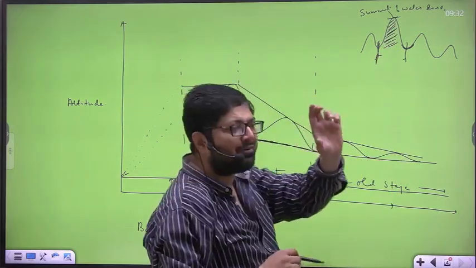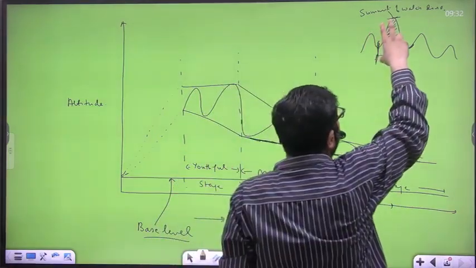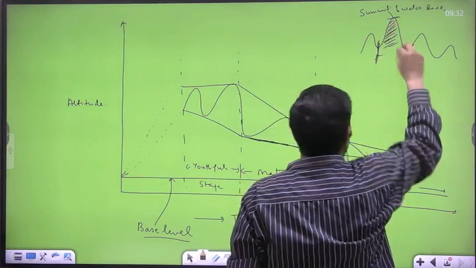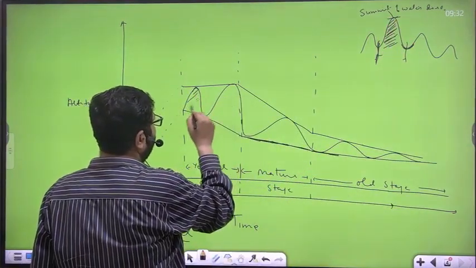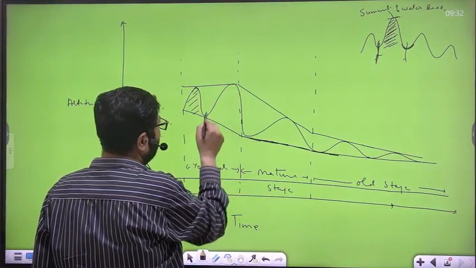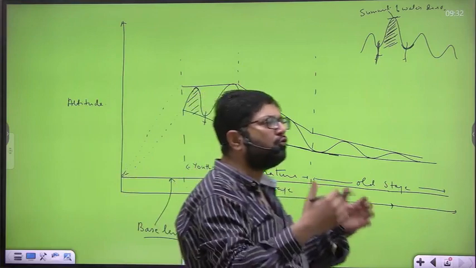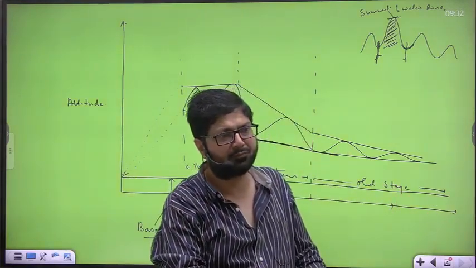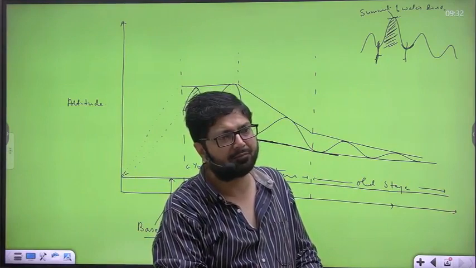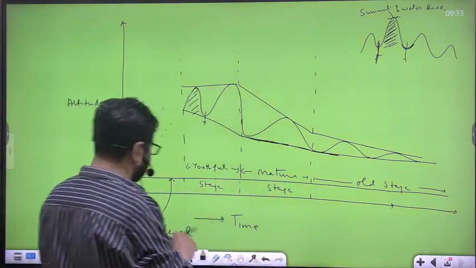He arbitrarily chose one water divide and one valley. And then he examined how the evolution of landform will take place. Understood? Initially, this is base level, this is sea level.